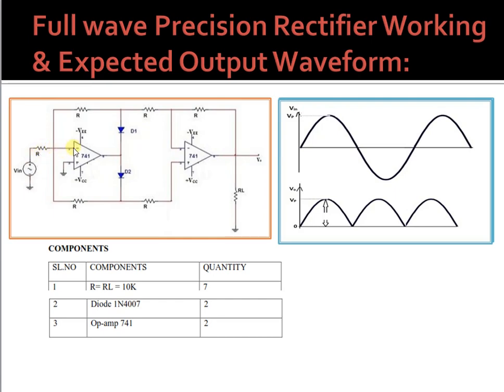During the negative half cycle, the output of the first op-amp will be positive. So this particular diode will be reverse biased and will act like an open circuit, whereas diode D2 will be forward biased and will act like a short. Because this is acting like an open circuit, the output will be measured in terms of the connection applied to this particular point. Because this is acting like a short, this is more like a voltage follower path.